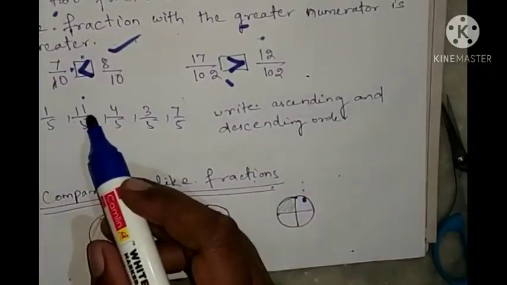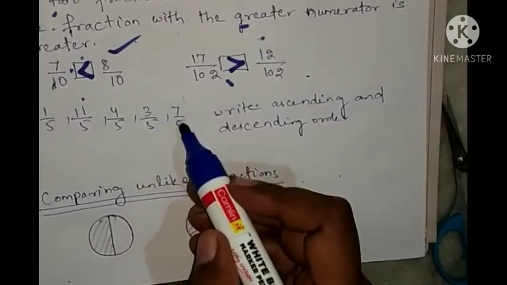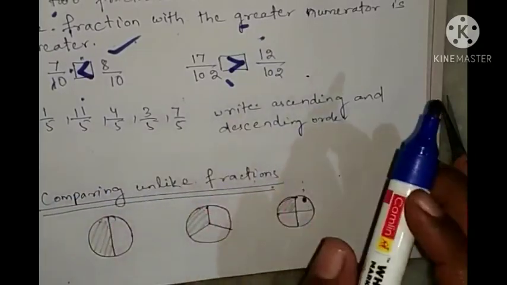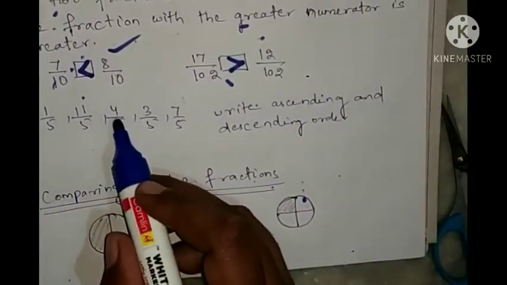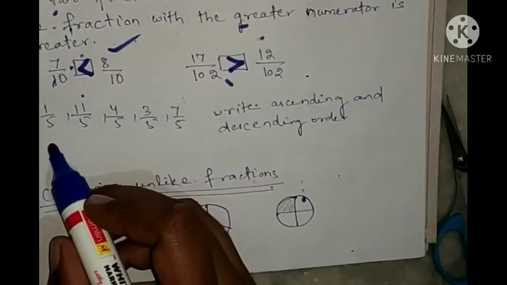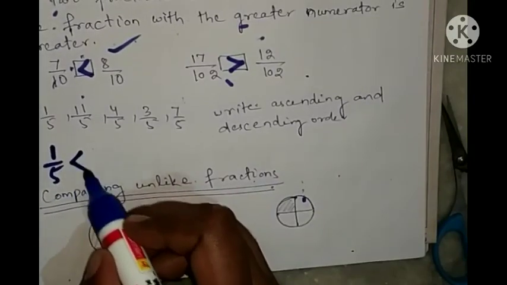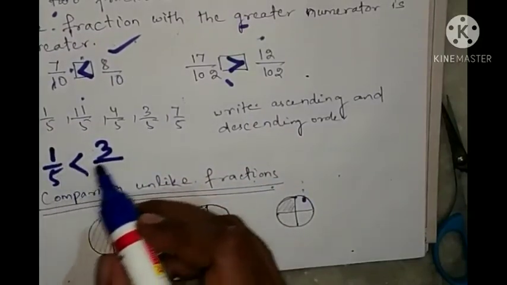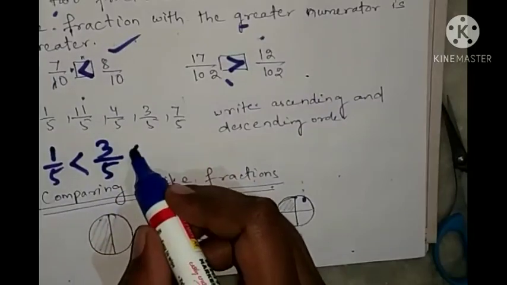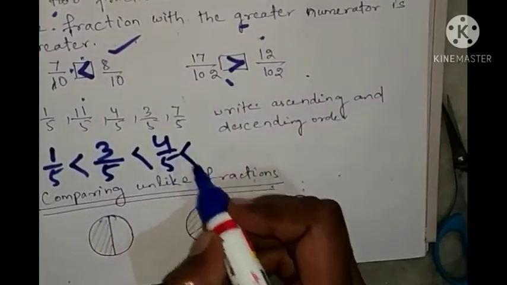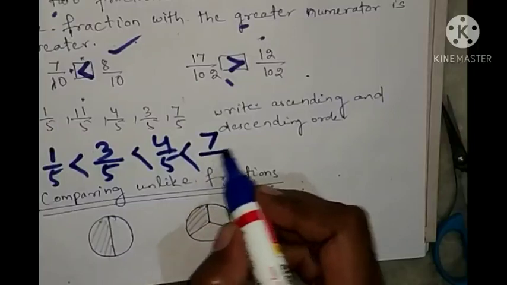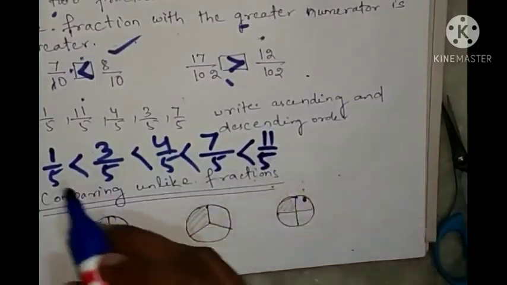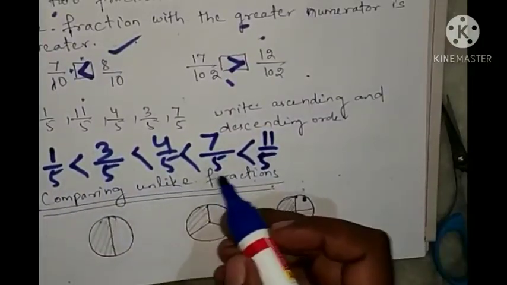Okay, 1 by 5, 11 by 5, 4 by 5, 3 by 5, 7 by 5. So you see which one is bigger. I will write in ascending order. So first 1 will come. So 1 by 5. Then what will come? 3. 1 is lesser than 3. Then 3 is lesser than 4. So 4 by 5. 4 is lesser than 7. Then 7 is lesser than 11. So this is the ascending order. So you can write the descending order by yourself.